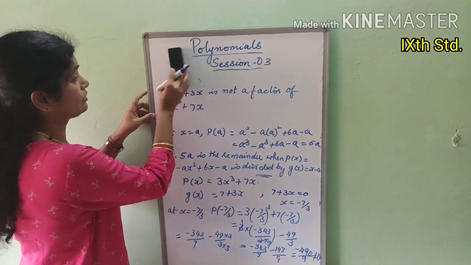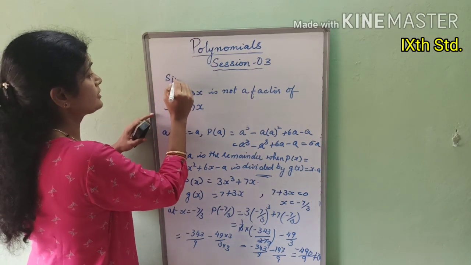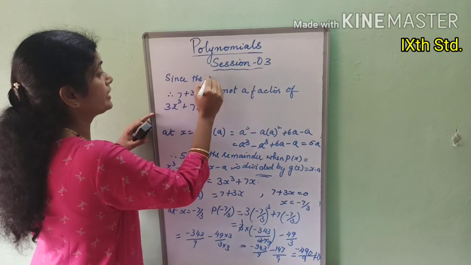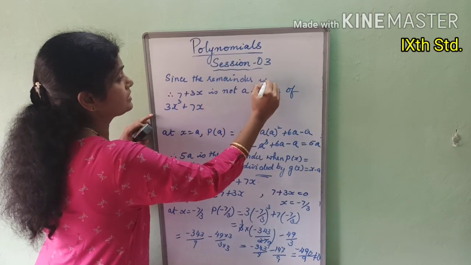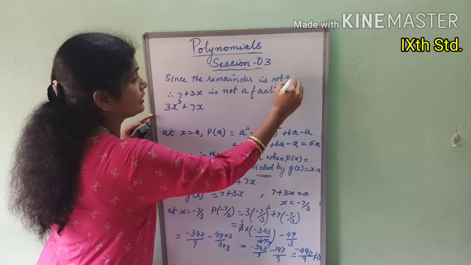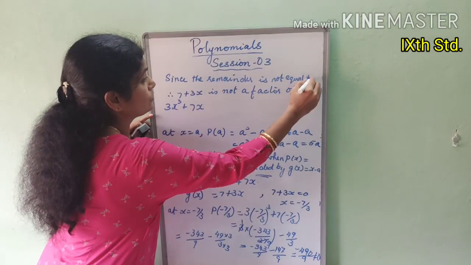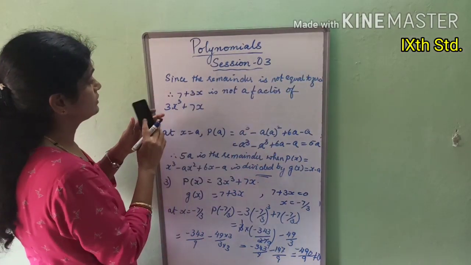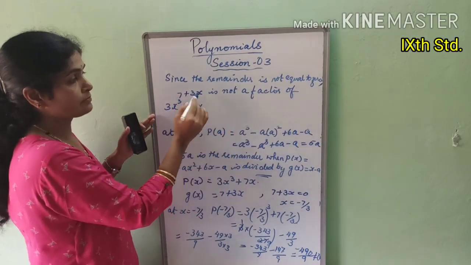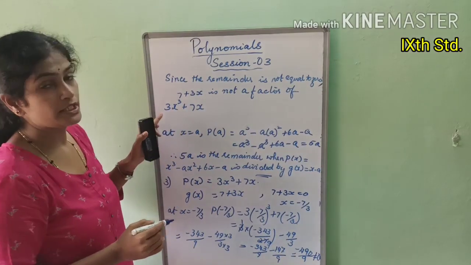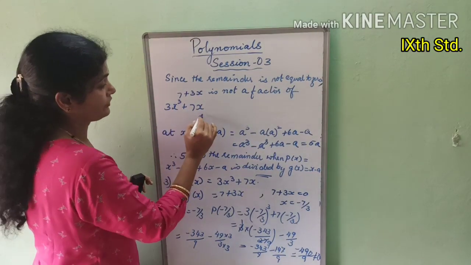You can even say like this. Since the remainder is not equal to 0, 7 plus 3x is not a factor of 3x cube plus 7x.